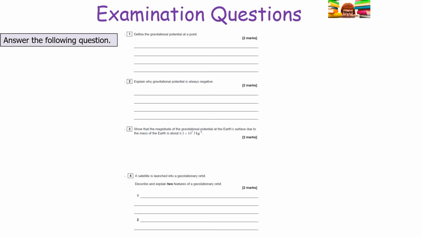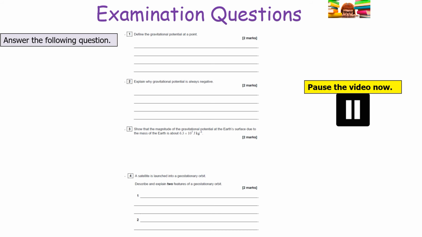So the first one is define the gravitational potential at a point, then explain why gravitational potential is always negative, then show that the magnitude of the gravitational potential at the Earth's surface due to the mass of the Earth is about 6.3 times 10 to the 7 joules per kilogram. Then a satellite is launched into a geostationary orbit. Describe and explain 2 features of a geostationary orbit. So pause the video now, then unpause the video when you want to go through your answers.